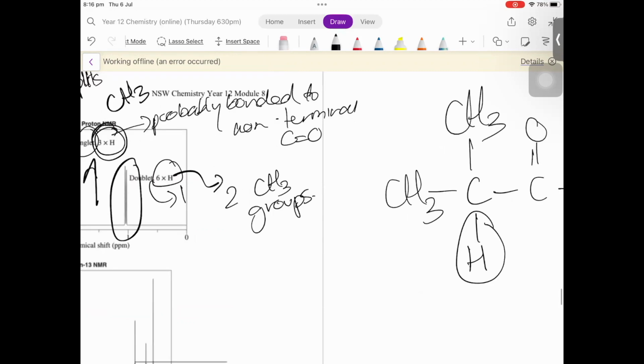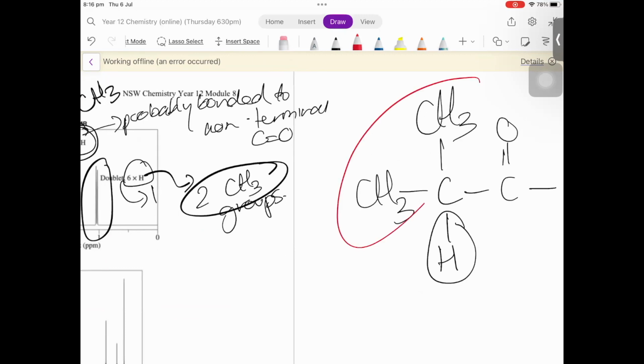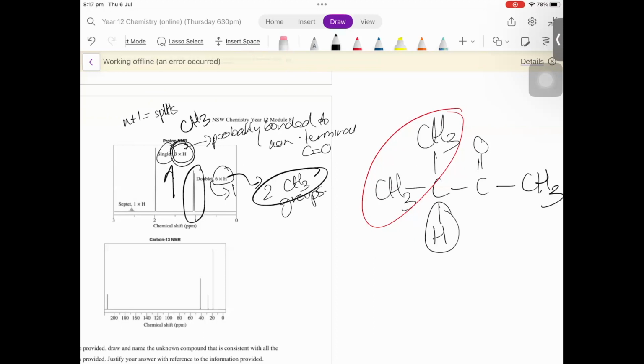My last signal is a doublet with 6 hydrogens. We said that that's 2 methyls. We added 2 methyls at the start. And those methyls are bonded to a carbon with 1 hydrogen. So a doublet means 1 neighbor. So that's confirmed our structure as well. Okay, so that's all good.